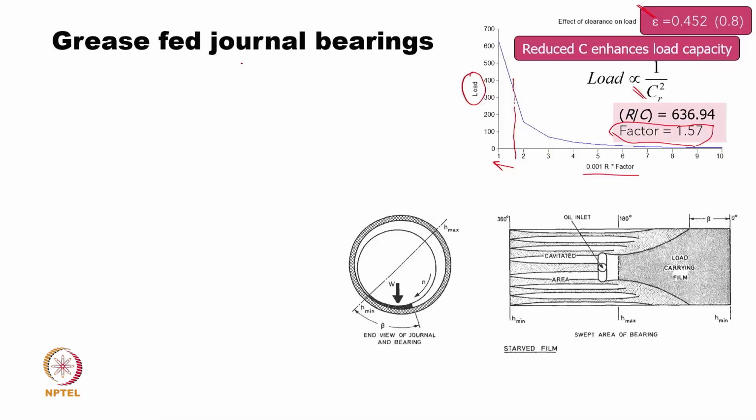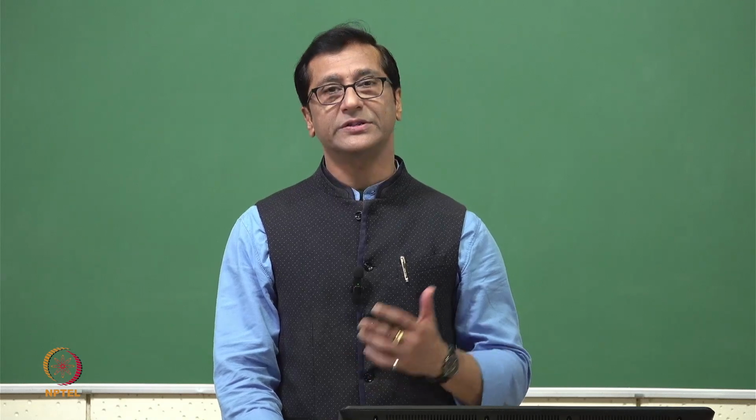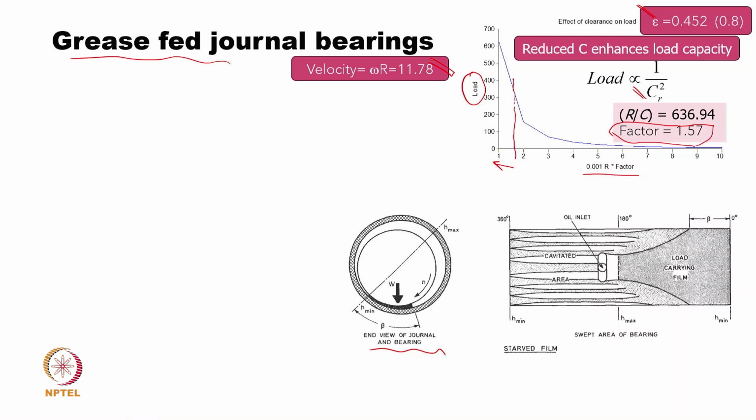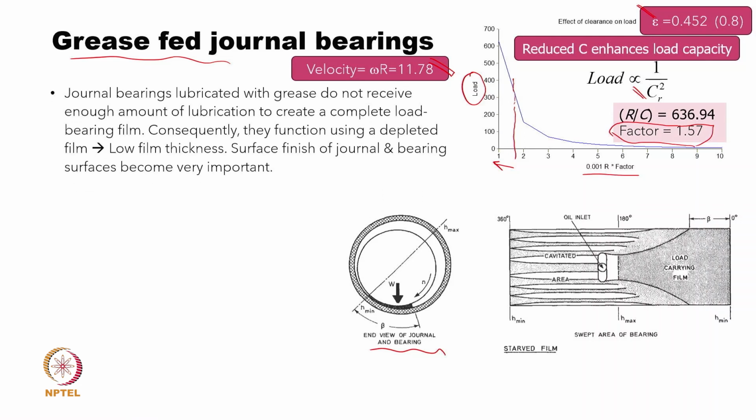The second option is to go for the grease lubricated bearing. The reason being, these are partial bearings and they will not have a complete circumference, or the grease will not be spread over the whole circumference. It is not going to really support a lot. But the only problem, as I mentioned, is that the velocity is more than 10 meters per second, which is somewhat problematic. What are the advantages and disadvantages of the grease lubricated bearing?